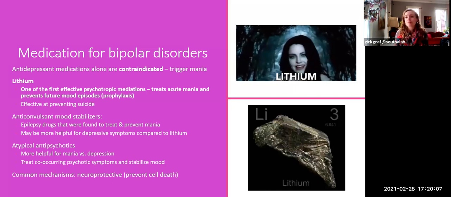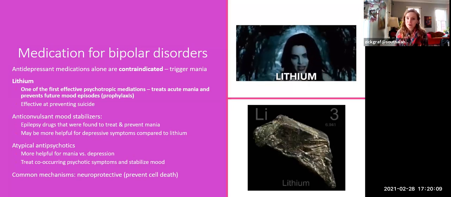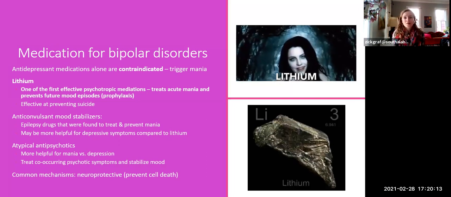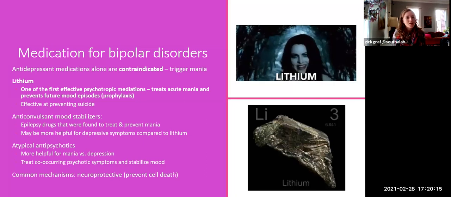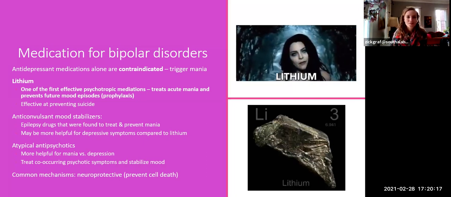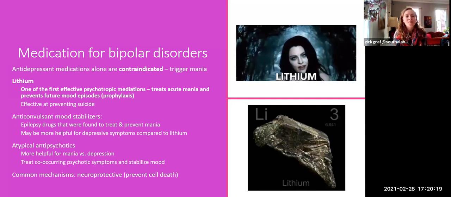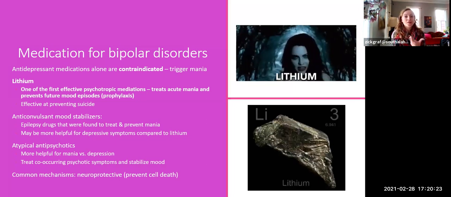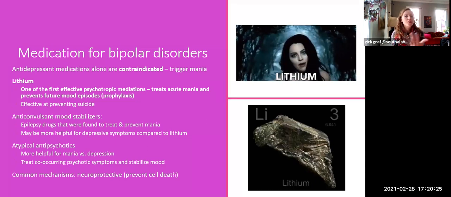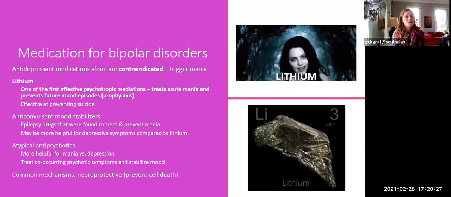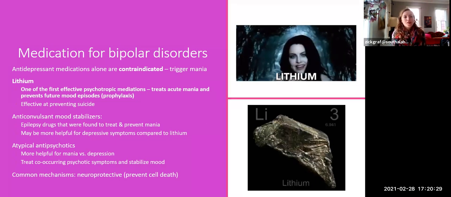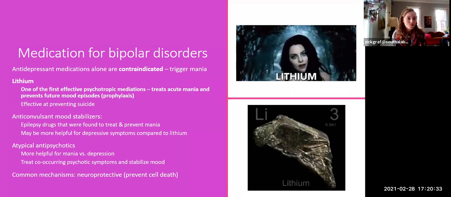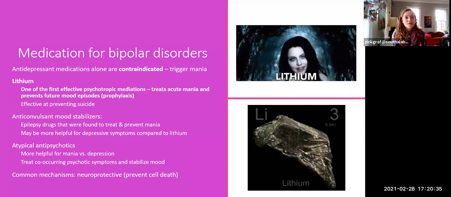One of the first successful treatments for any psychopathology was lithium. Lithium is a molecule, so it's not trademarked or patented by anyone. Anyone can make and sell lithium. Nobody owns it. Lithium is really useful in treating acute mania. It really helps to stabilize someone's mood and bring them back to euthymia. It's also taken prophylactically when someone is euthymic to prevent future mood episodes.